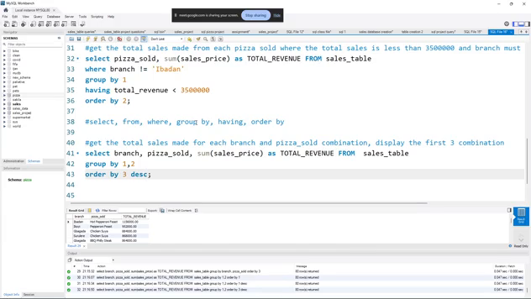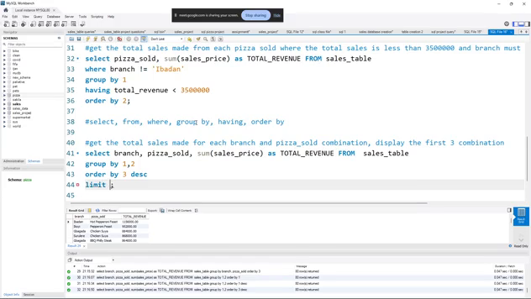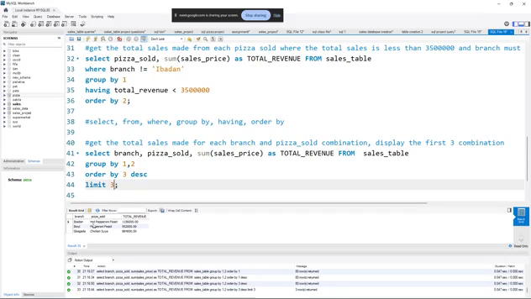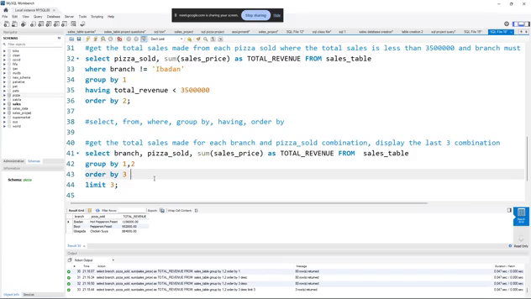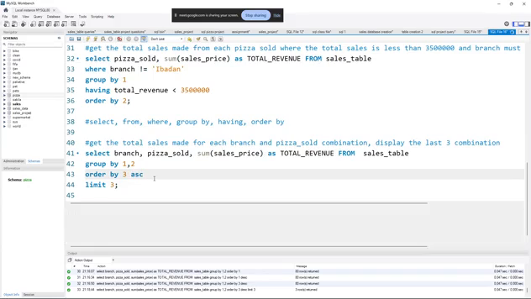Then after the order by clause, I'll now say limit 3. Limit 3 means out of these answers that we've gotten, I want you to just show me the first three that you displayed here. Then if I run it, you see my answer is showing only three. Only the first three. So if they said display the last three combinations, I would have changed this to ascending. Then I'll run it.